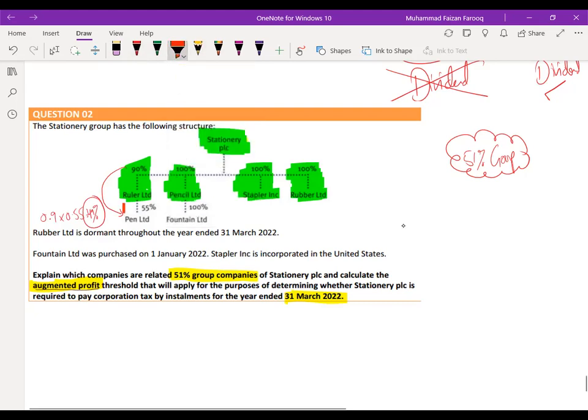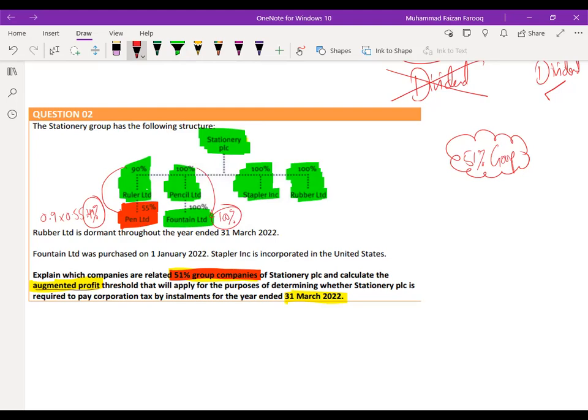Here the percentage is what? It's below 51%, so will we take the company or leave it? Okay, leave it. We will leave it, correct. What about Fountain? 100 into 100, right? How much? 100. So till now, we selected all the green ones and we removed Pen, right or wrong?